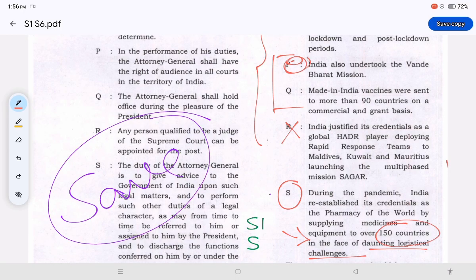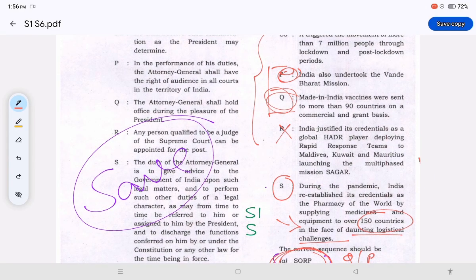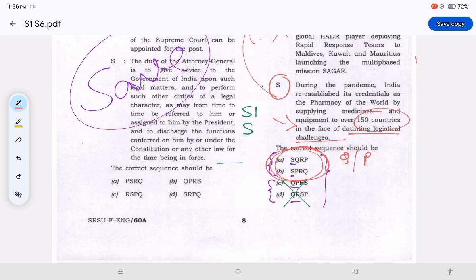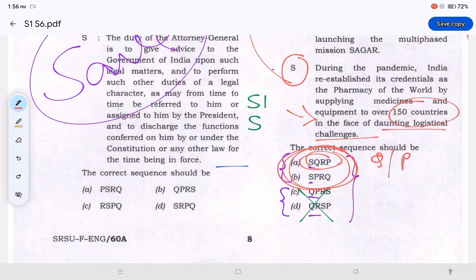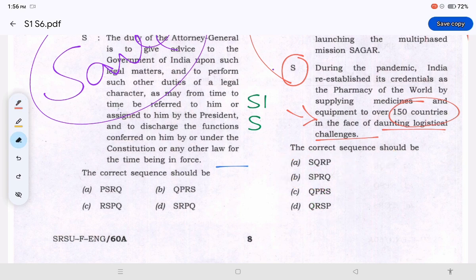So this has fewer chances. Let's read this. Made in India vaccines were sent to more than 90 countries on a commercial and grant basis. So there are high chances that after S, Q is what is coming into the picture. So we already have an answer for us. But no, we will not choose the option till now. Well, if you are writing the exam, then by now you know the answer is SQRP. So please mark it and don't waste your time.